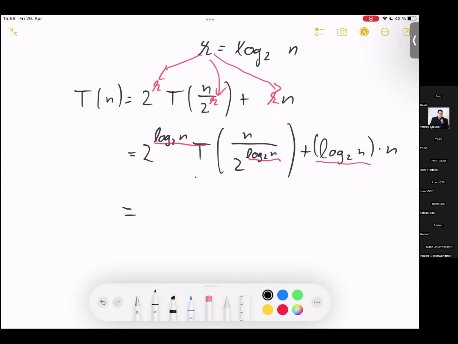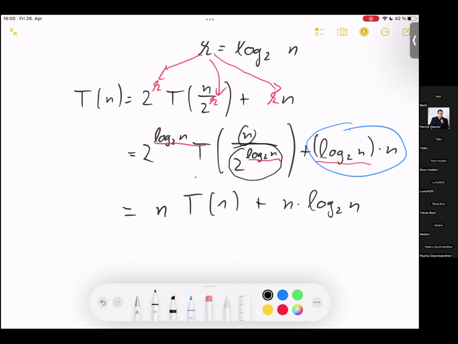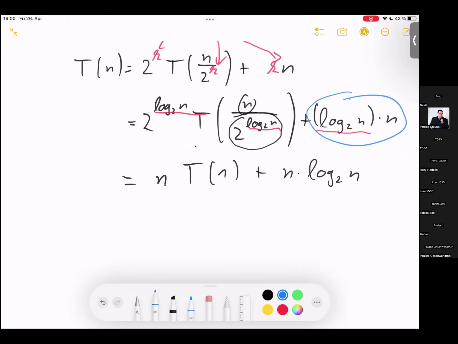2 to the power of log 2 n is just n. So I have 2 to the power of log 2 n is n, and n divided by n is just 1. We've seen this last time in the last recurrence relation. And here, I just change their order to make it look neater, and I write it's n times log 2 n. And this term here, t of 1 is just 1, so it's just n plus n times log 2 n.